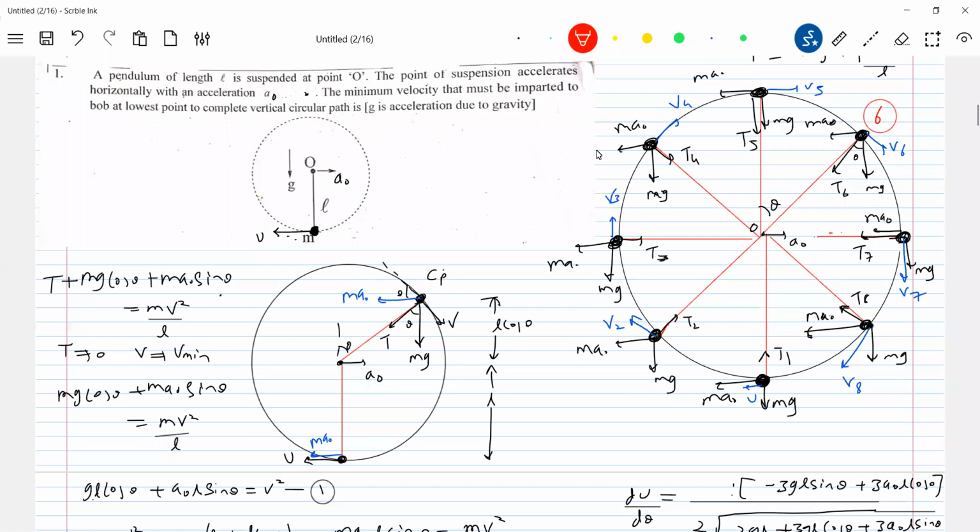Sir, what is the best way of analyzing this problem where the resultant of the forces is acting towards the center? There the tension can be minimum. Will I agree? The simplest idea from the circular motion concept: where the resultant of forces is acting towards the center, there the tension will be minimum. So you can see the resultant of forces will act here. So the tension at 6 will be minimum here.